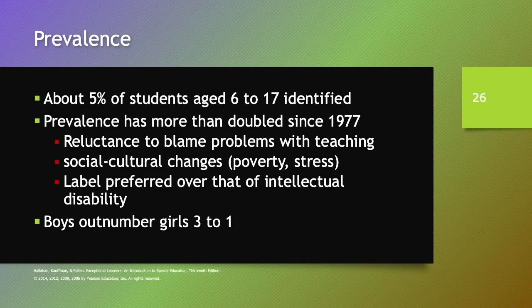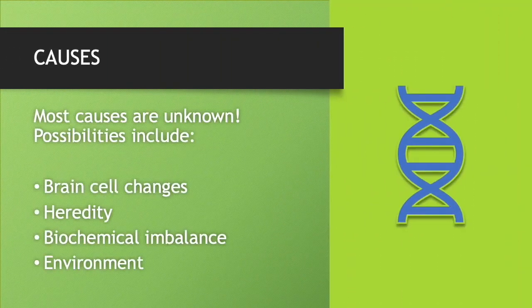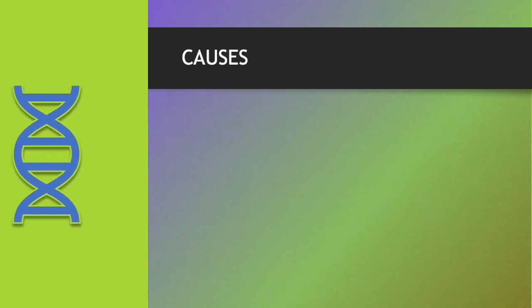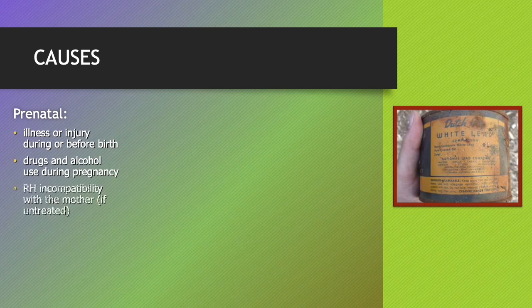Now let's look at a few possible causes. Most causes are unknown, but it is possible that there are subtle brain changes. It could be hereditary and passed down from parents, biochemical imbalances in the brain, or possibly from the environment, such as prenatal causes, including illness or injury during or before birth, drugs and alcohol use during pregnancy, and RH incompatibility with the mother if left untreated.